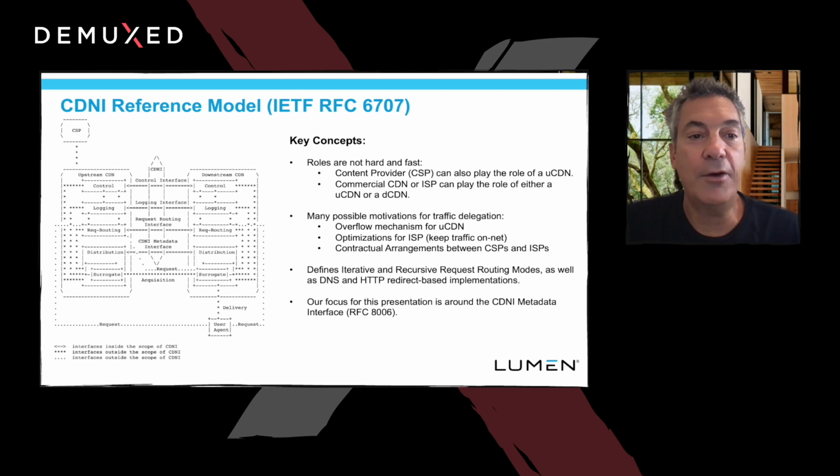CDNI, just to drill down real quickly, as I said, defines a set of interfaces for interchanging metadata around delegating requests, and the actual request routing interfaces to delegate requests. Typically, requests are delegated either via HTTP redirects or DNS. Like I said before, the roles here can be fluid. Content providers, CDNs, ISPs can play a variety of roles in this ecosystem.